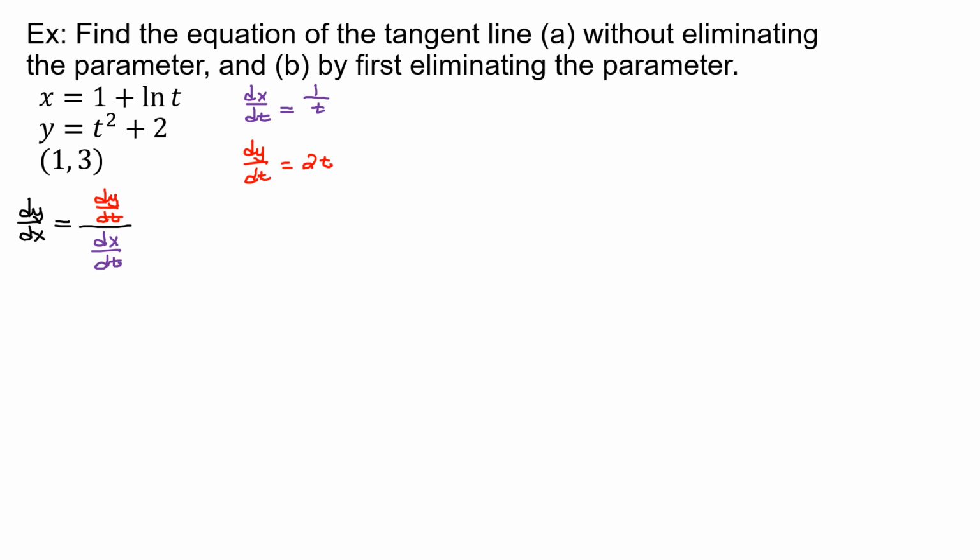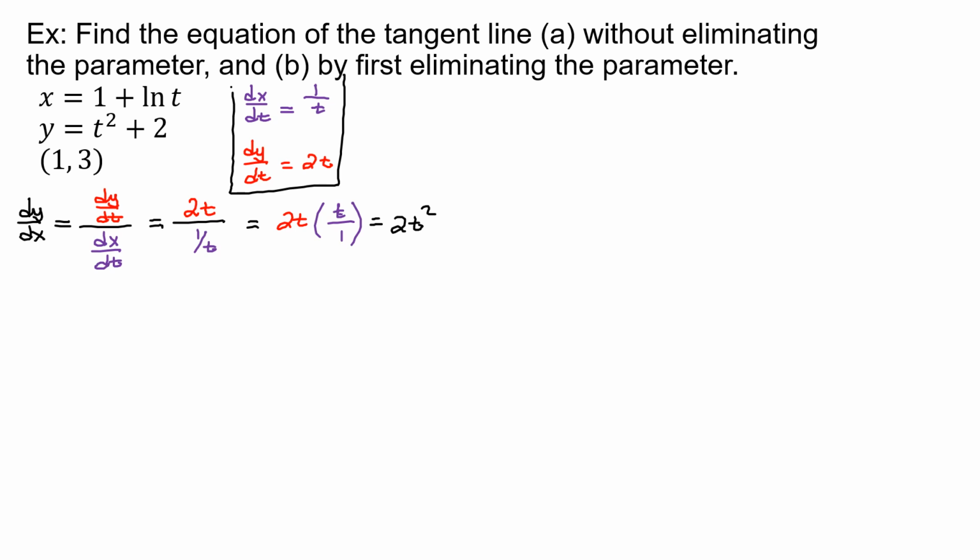So my derivative down here, again, this is just my side work. My derivative dy/dx would be 2t divided by the 1 over t. So if I flip that over, I would get 2t times t over 1. Or I just get 2t squared.